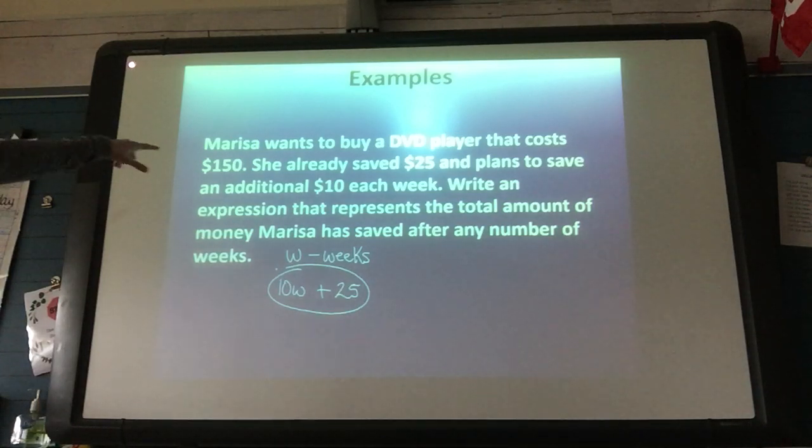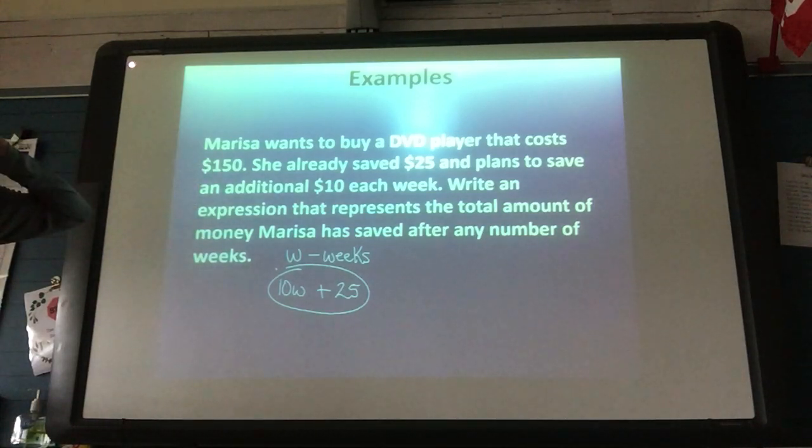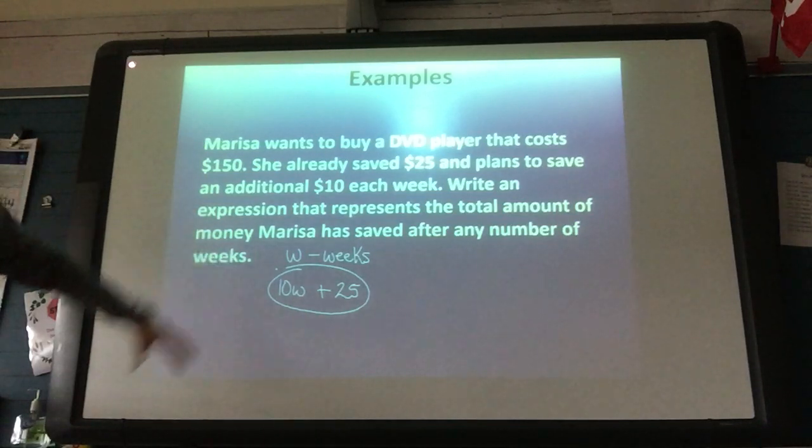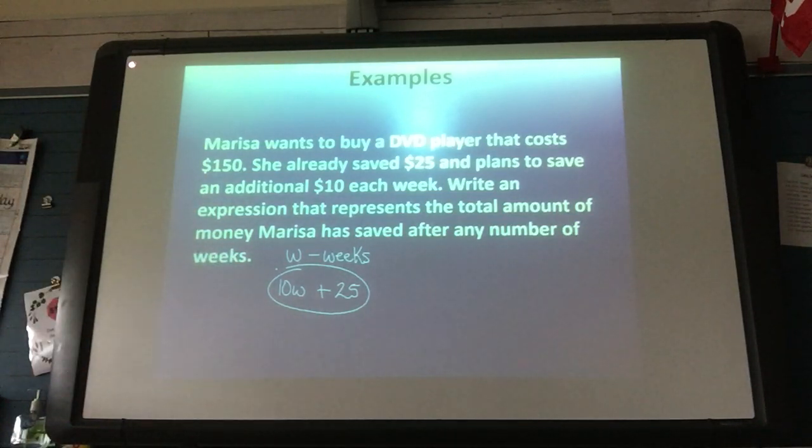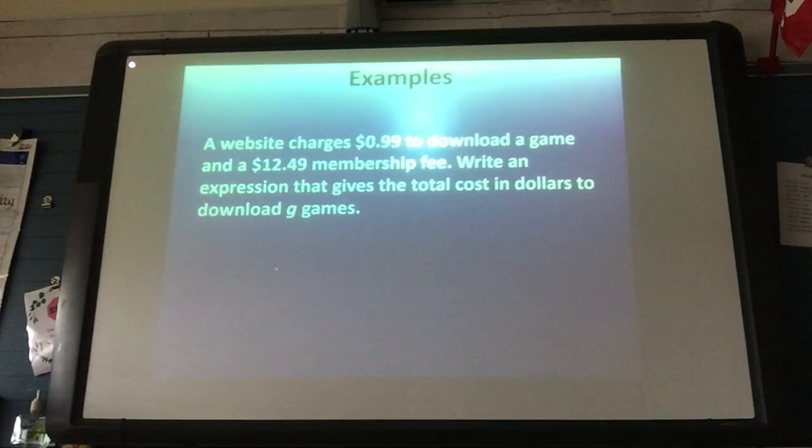So notice, you don't even need the 150. You don't need that part of this. You just need the 10 for each week and $25. So let's look at another one together.